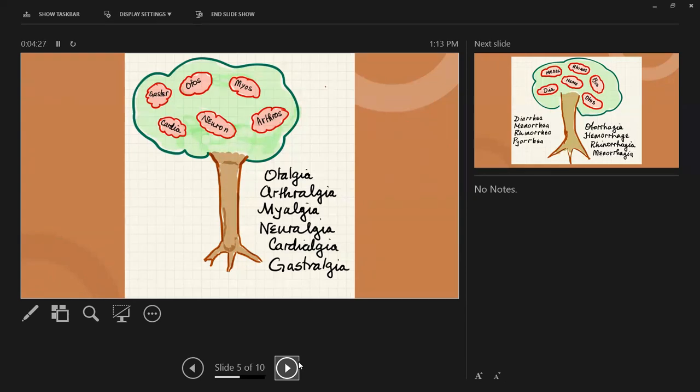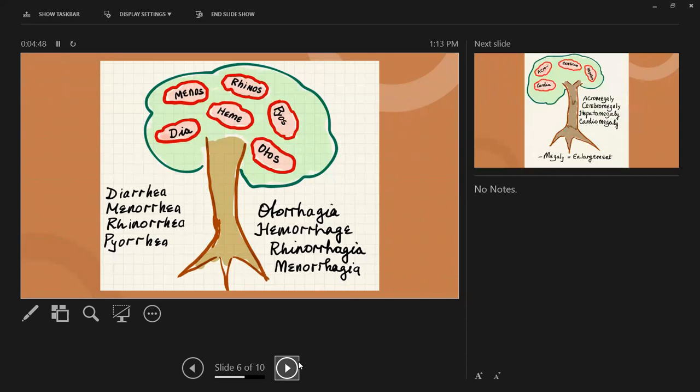Otalgia is earache or ear pain. Arthralgia, joint pain. Myalgia, muscle pain. Neuralgia, nerve pain. Cardialgia, heart pain. Gastralgia, stomach pain.